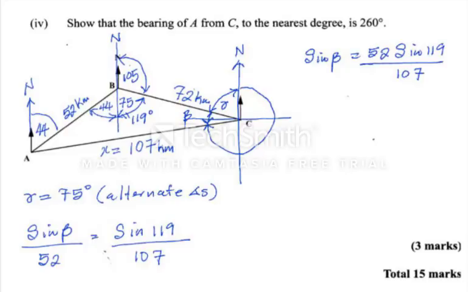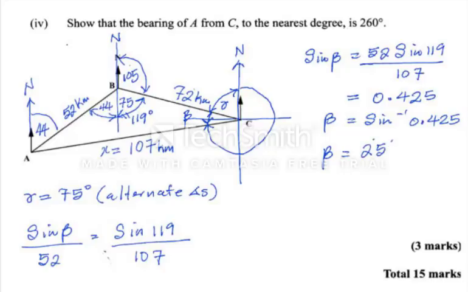All right. And to 3 decimal places, that is going to be equal to 0.425. Just put it in a calculator, press equal, and give your answer to 3 decimal places. Now, if I know the sine of an angle, to find the angle, I must use sine inverse. So beta would be equal to sine inverse 0.425. So beta would be equal to 25 degrees, and that is to the nearest degree.